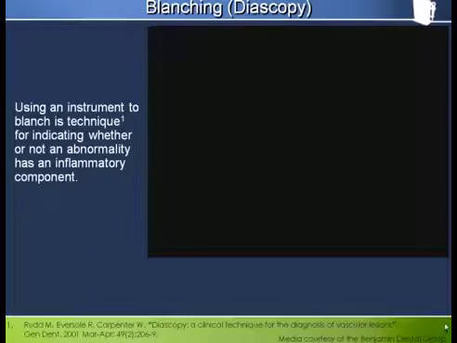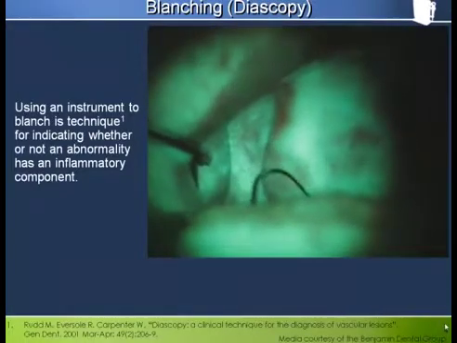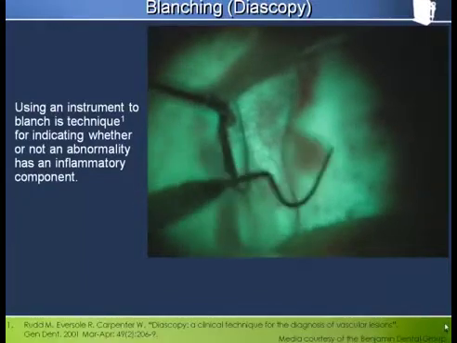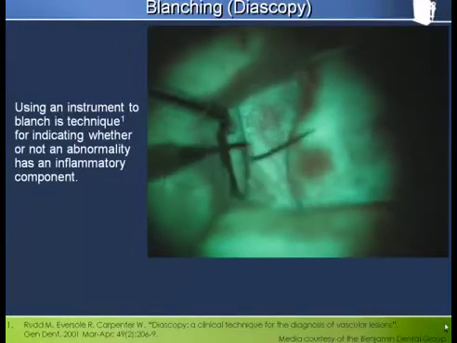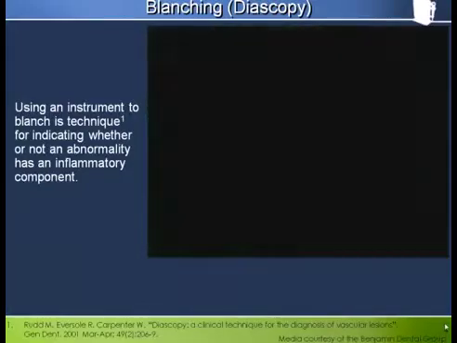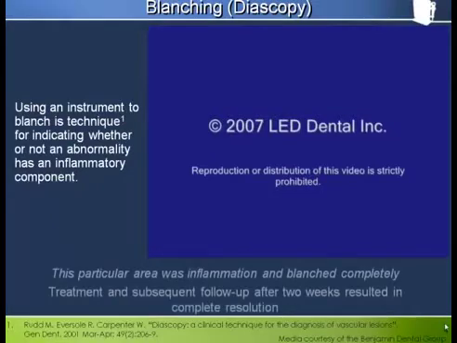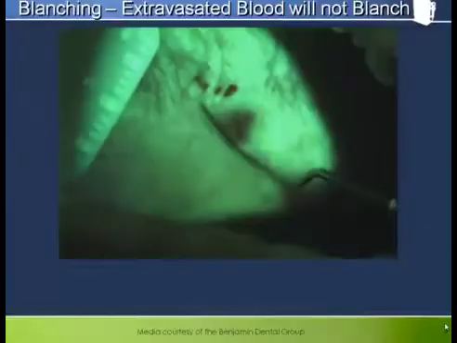Let's take a look at this example. This particular area blanches completely. Treatment and subsequent follow-up after 2 weeks resulted in complete resolution. The fact that tissue doesn't blanch is not necessarily a bad sign. Here is an example of some dark areas on the side of the tongue that did not blanch.